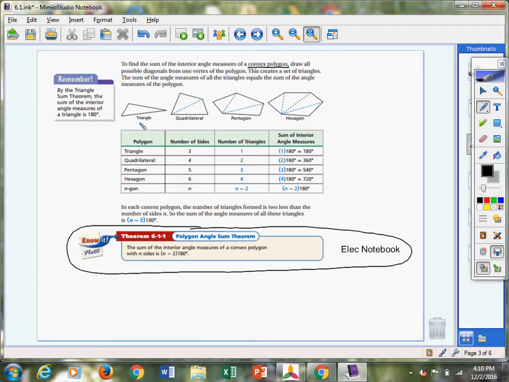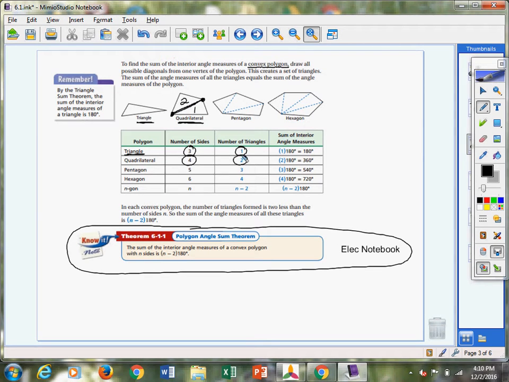If you look here at the triangle, there is no diagonal. It forms exactly one triangle. You have three sides, and you're going to have exactly one triangle formed from those three sides. Now the quadrilateral, here in the figure, has four sides. If we draw a diagonal from one point to the point across from it, that forms two triangles. So four sides forms two triangles.